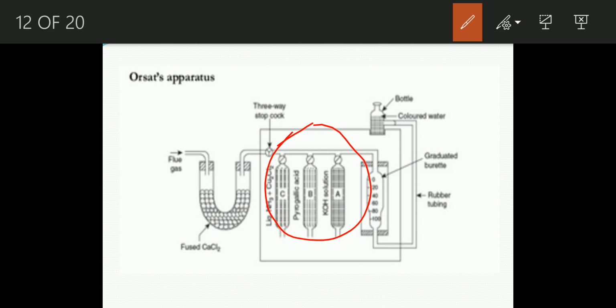Hence, it is necessary that the flue gas is passed first through the potassium hydroxide bulb, where carbon dioxide is absorbed, then through alkaline pyrogallol bulb, that is B bulb, where only oxygen is absorbed because carbon dioxide has already been removed, and finally through ammonical cuprous chloride bulb, where only carbon monoxide will be absorbed.